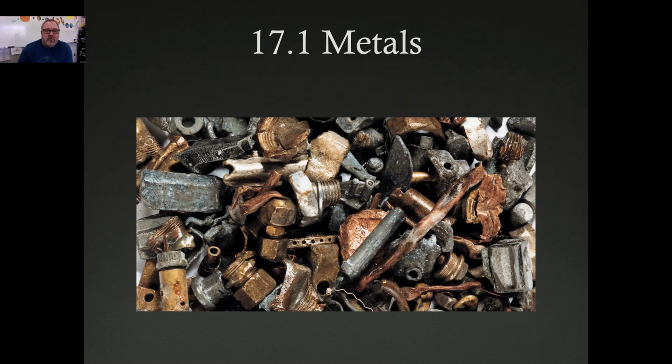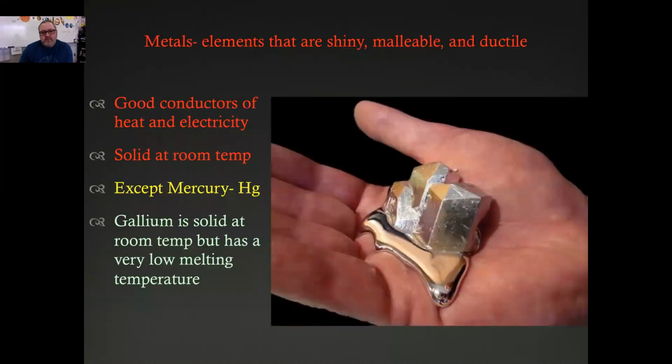Okay, 17.1 is about metals. When we think of metals, oftentimes we think of things like aluminum cans or iron or steel. Metals, very generally, are elements that are shiny, malleable, and ductile. Being malleable means that you can pound it into shape, and being ductile means that it can be pulled or drawn into wires. They tend to be good conductors of heat and electricity, and they're typically solid at room temperature.